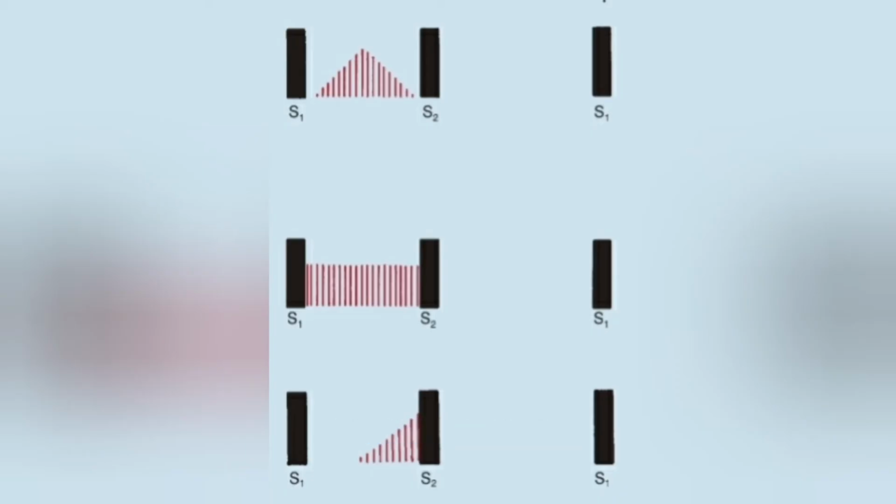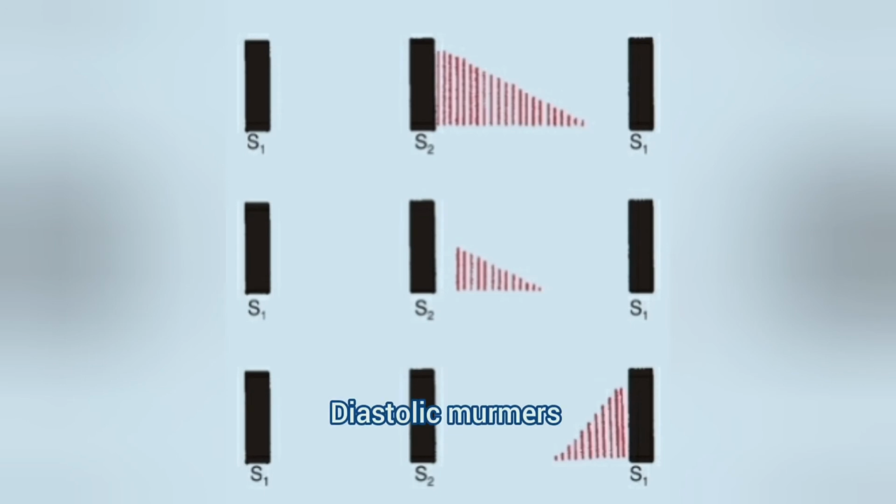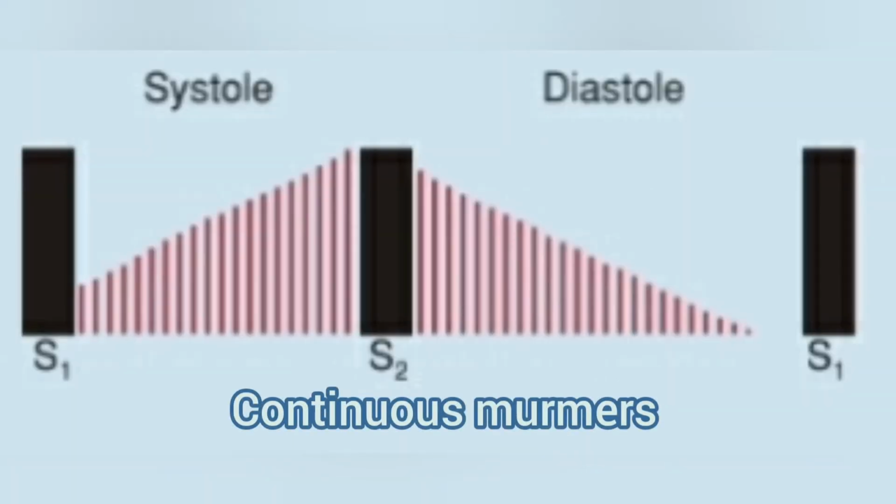Systolic murmurs may be mid-systolic murmurs, pan-systolic murmurs, and late systolic murmurs. Diastolic murmurs may be early diastolic, mid-diastolic, or late diastolic or presystolic murmurs. Continuous murmurs.